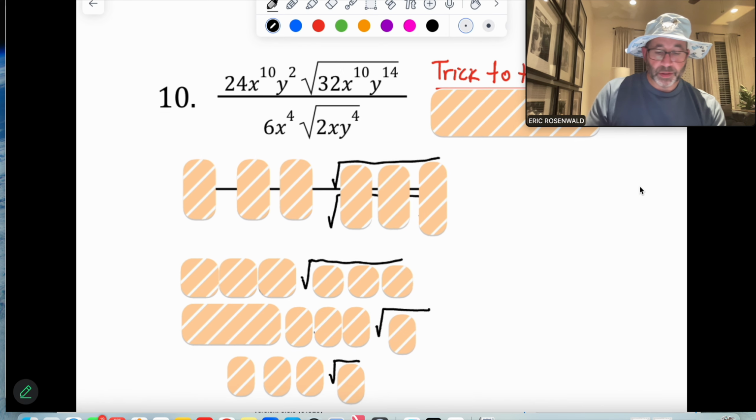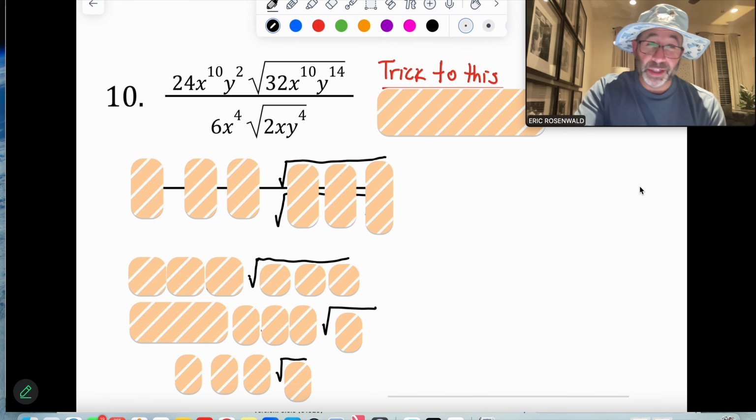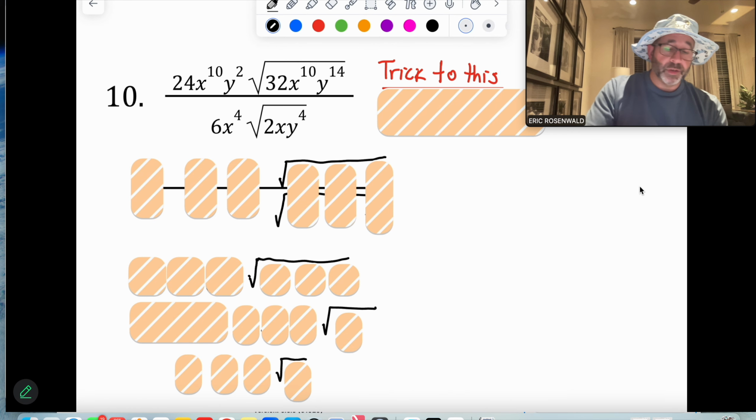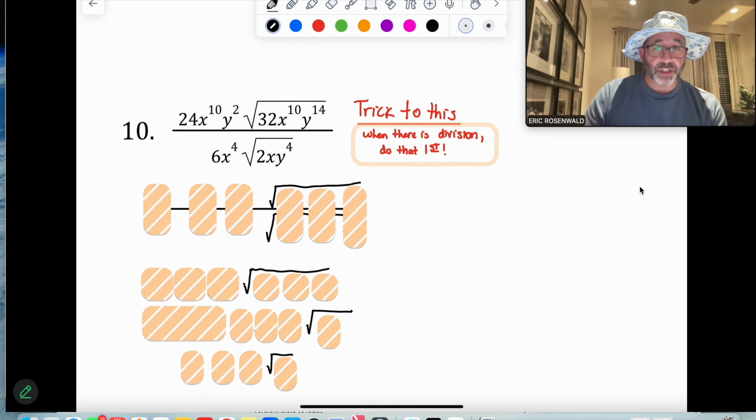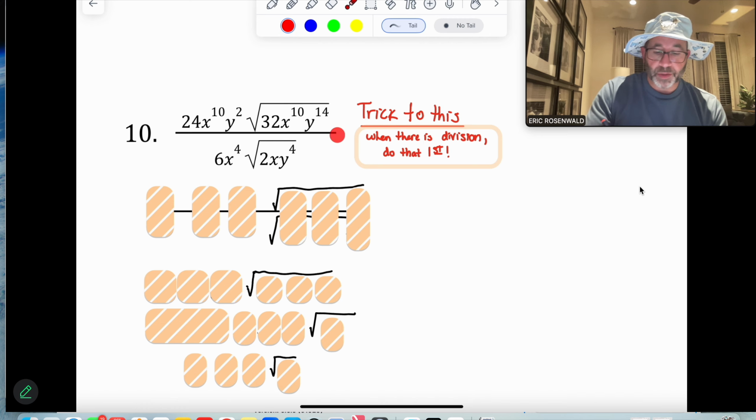All right, number 10. Looks like a lot, but again, it really is not a lot. The trick to doing this, again, is that when there's division, because we see division going on here, right? We see a big division problem, and we see multiplication. Put everything together if we can, okay? And let's see what happens. So I'm going to start first. Let's break this up so we can see what's happening here.